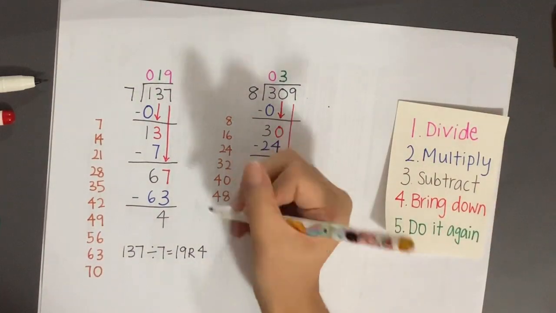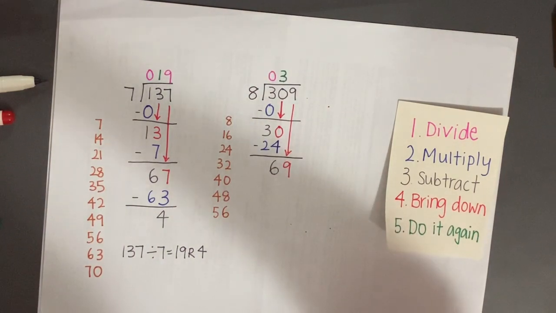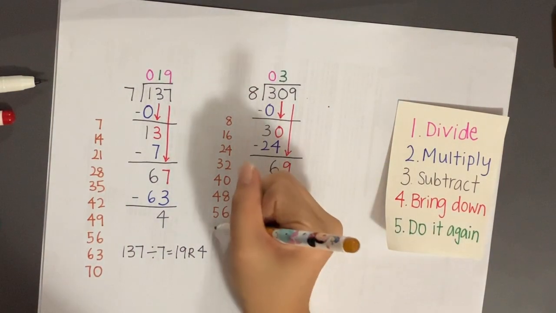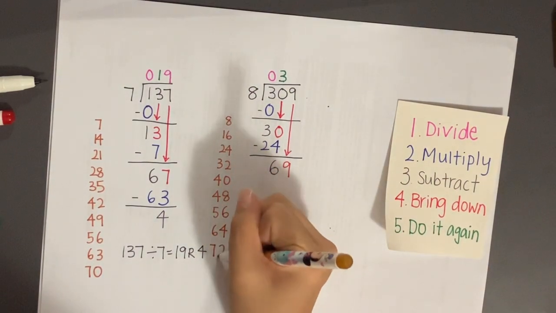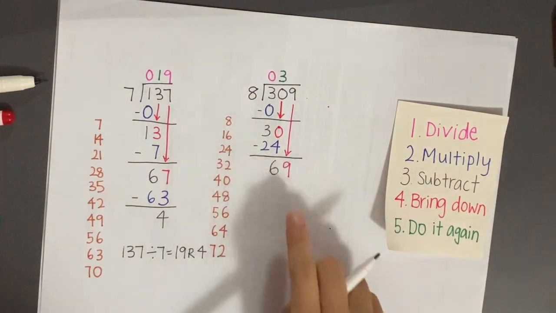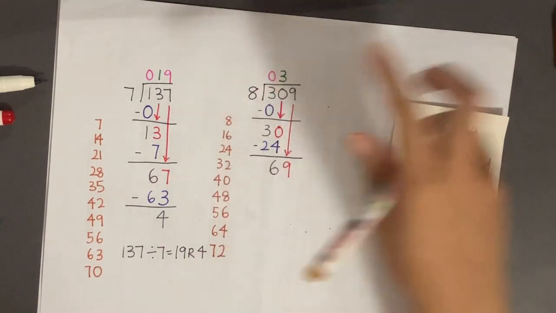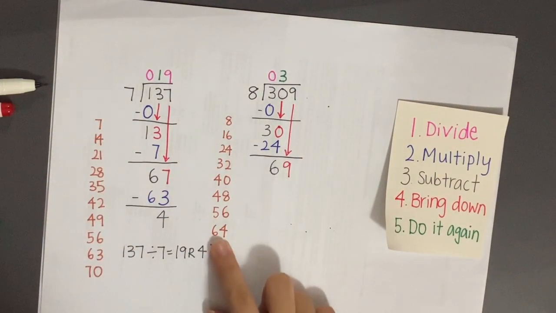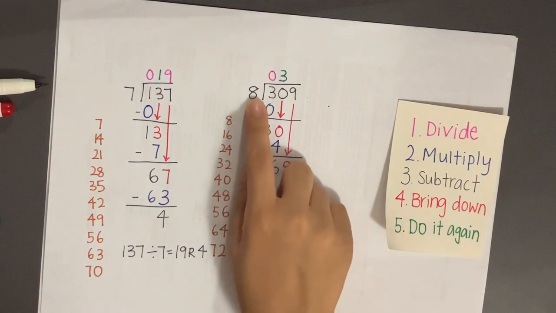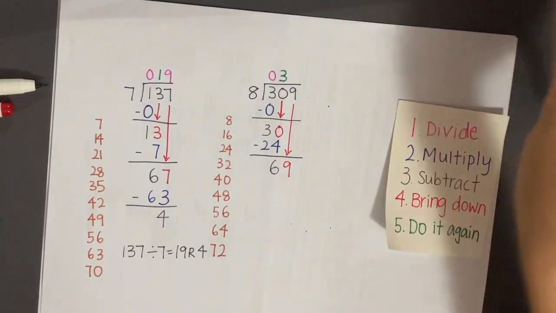After 48, I have 56. And then I have 64. And then I have 72. Which number is smaller than 69, but the closest to 69 that can be divided by 8? So it is 64. What is 64 divided by 8? It is 8.